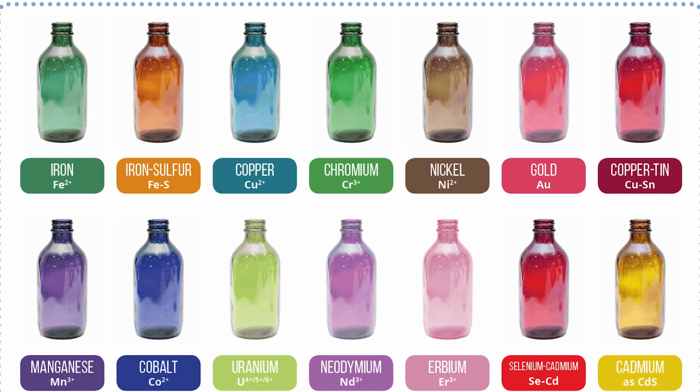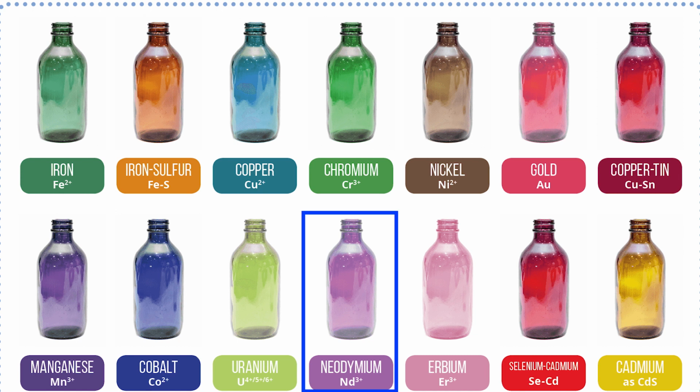So some of the other nice cool colours that I could find on this image: iron sulfur is orange, copper 2+ is blue, chromium 3+ is lime green, nickel 2+ is brown, gold is a very vibrant magenta sort of pink, copper tin is a very dark red, manganese is a purple colour, and cobalt is dark blue. Uranium is a very, very light green, not like the lime green of chromium, but a lot lighter than that. And then you've got some other chemicals that I've never heard of before.